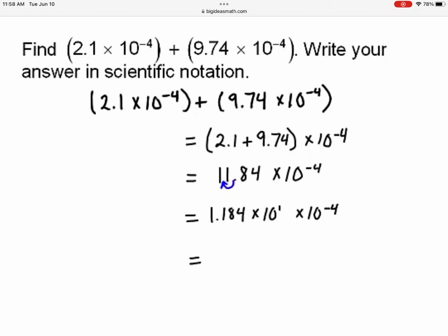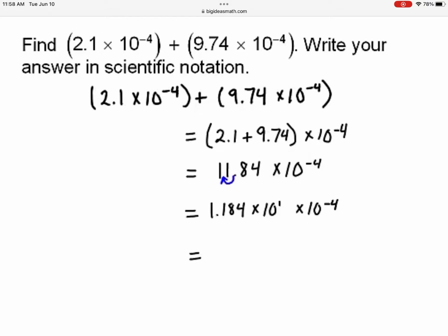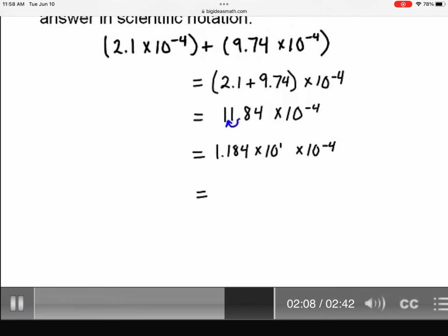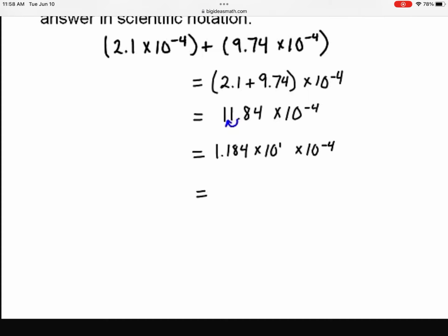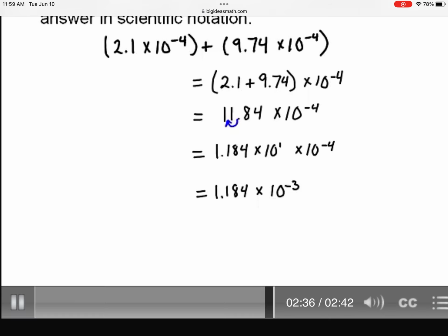Now we need to use the product of powers property to simplify. This property says that to multiply two powers with the same base, in this case 10, we need to add their exponents. So we have the factor 1 and 184 thousandths times the base 10, and add the exponents. 1 plus negative 4 is negative 3. So, the sum of 2 and 1/10 times 10 to the negative fourth and 9 and 74 hundredths times 10 to the negative fourth is 1 and 184 thousandths times 10 to the negative third.